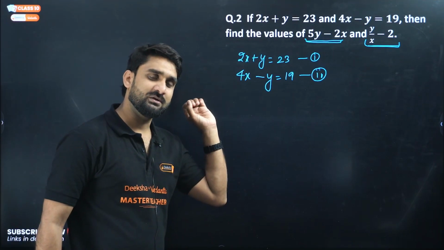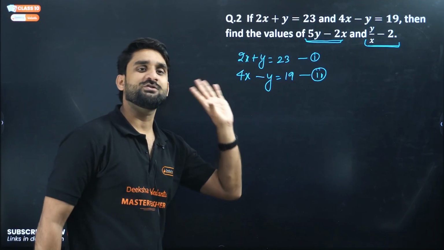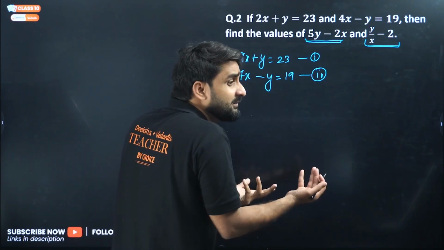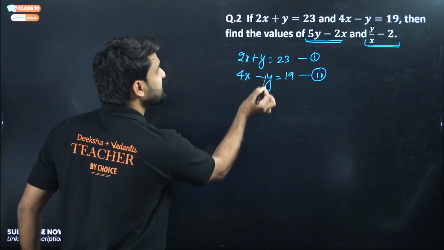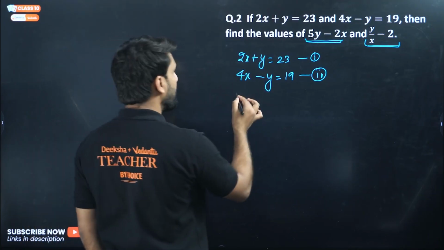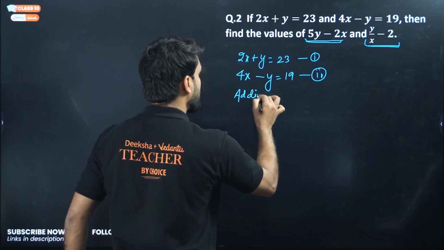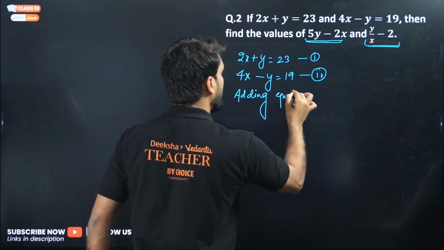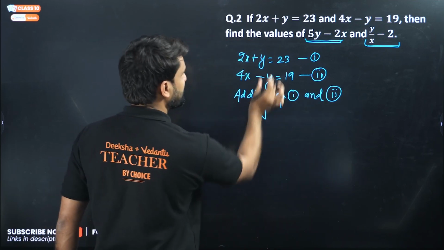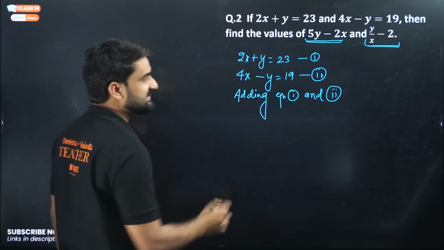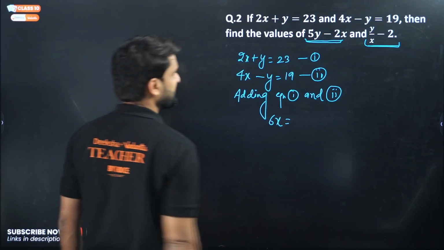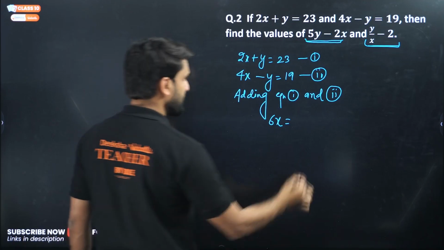We can directly add these 2 equations because the coefficients are already equal. So why am I adding? Why not subtracting? Because the signs of these 2 y's are different from each other. So adding equation 1 and 2, what we are getting here on adding, y will be cancelled, plus y minus y, and the coefficient 4 plus 2 will be 6x, and 23 and 19 will be 42.